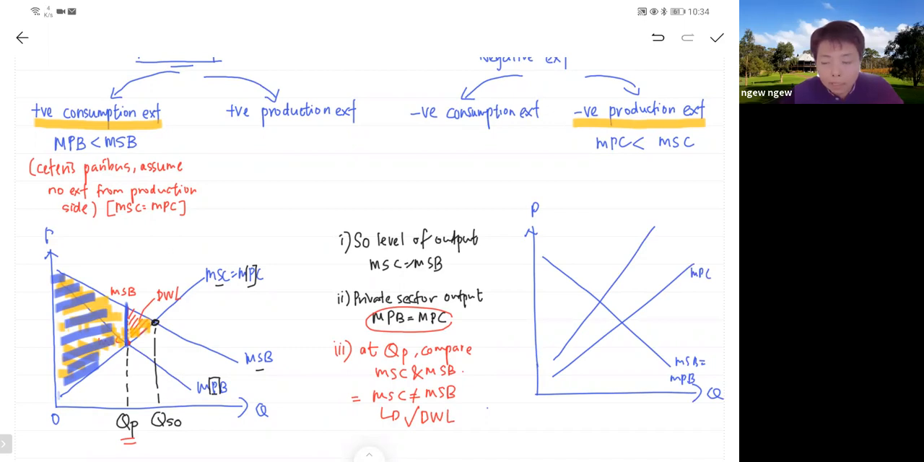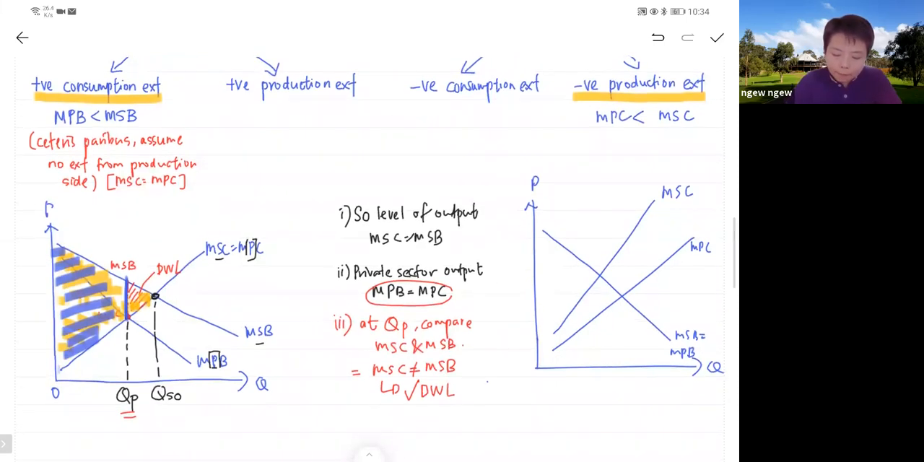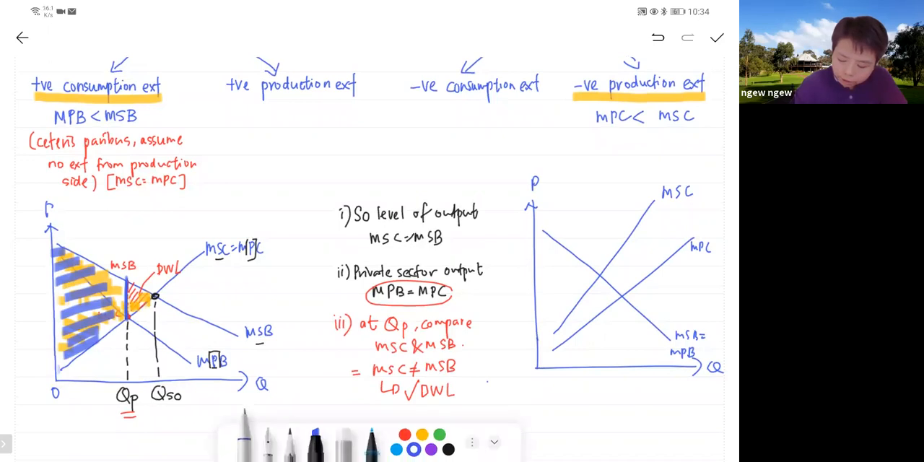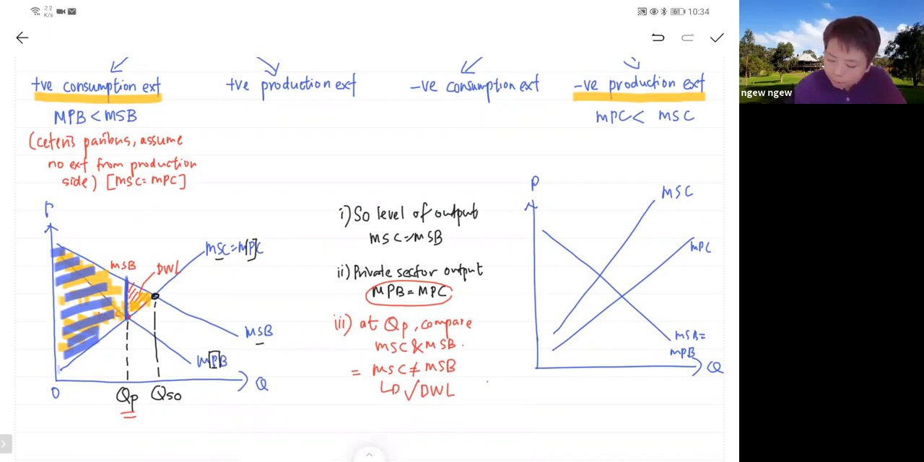Cost to the private sector is lower. Cost to the entire society is higher. Okay, now follow the steps. Let's identify where is QSO, where is QP. Okay, QSO can be obtained by MSC equals MPB. So this is MSC equals MSB, sorry. QSO, socially optimum level of output. And then private sector level of output is MPC equals MPB.